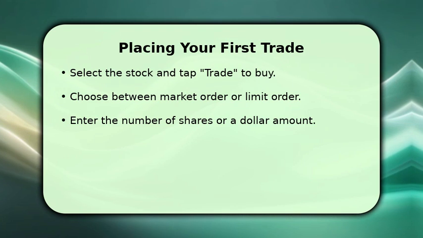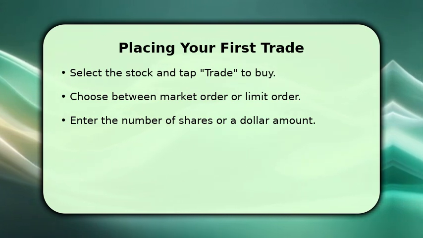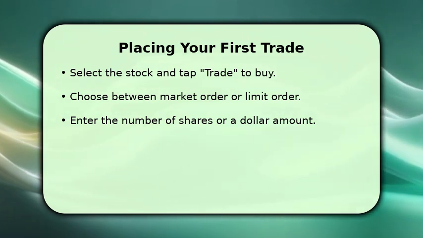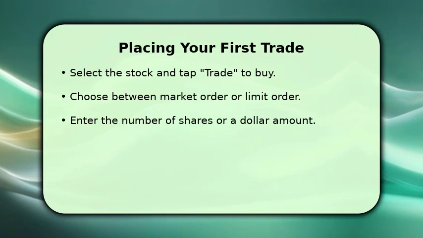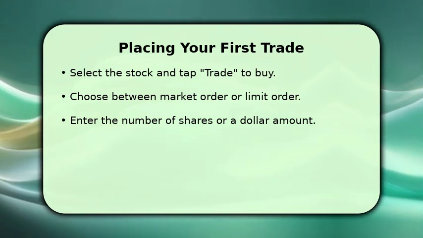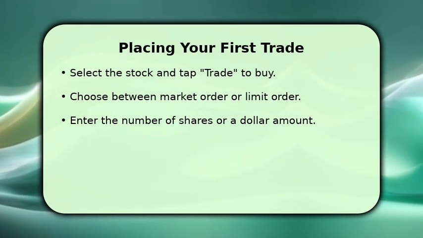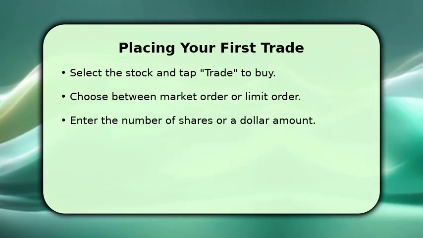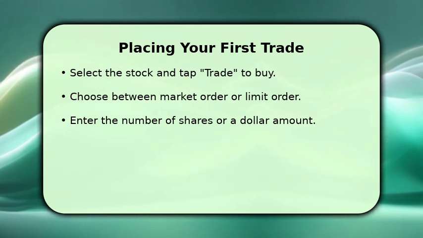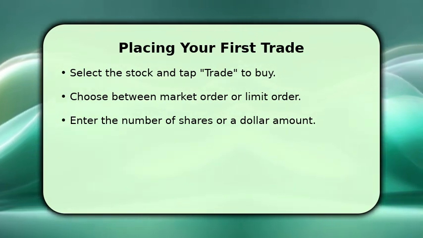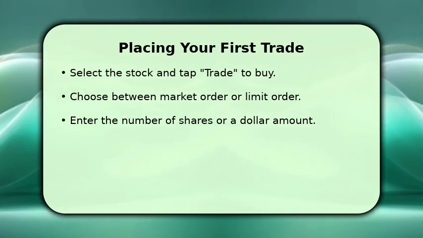You will then have the option to choose between a market order, which executes immediately at the current price, or a limit order, which buys at a specific price or better. Decide how many shares you want to purchase, or simply enter a dollar amount if you prefer fractional shares. Review your order details carefully before confirming your trade.